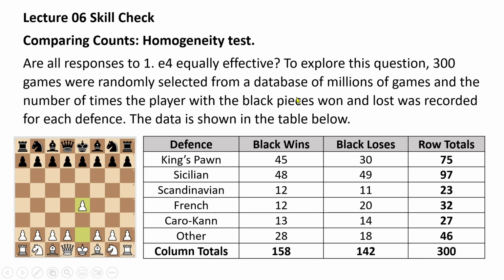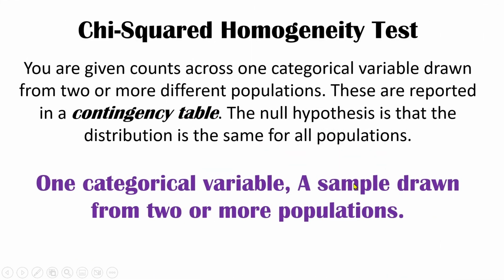So to explore this question, here we have 300 games randomly selected from a database of millions of games. And here we record the number of times black wins and the number of times black loses. So here, it's a chi-squared homogeneity test. Let's make sure you're clear on what that means.